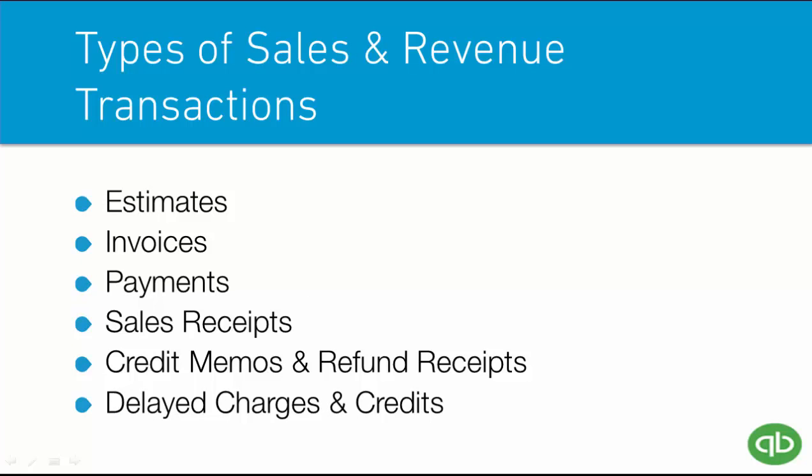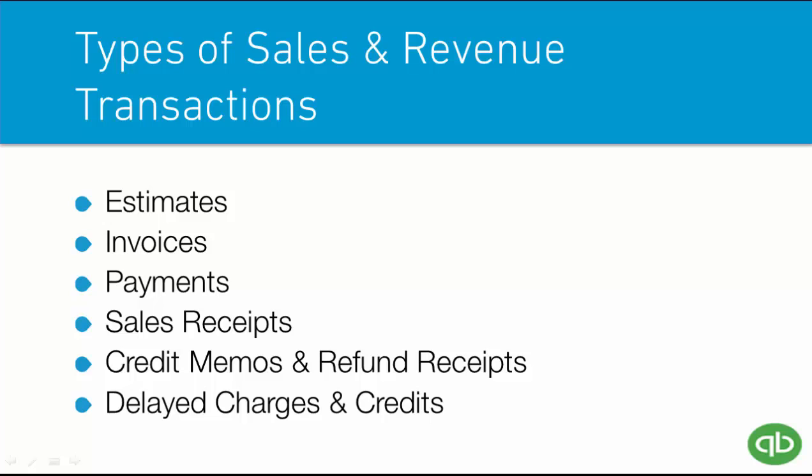Before we actually start, I want to review the types of sales-related transactions. An estimate is a non-posting transaction that allows us to provide our customers with information on what we think we are going to charge them. Think of it as a quote or a proposal. You create an invoice to charge your customers that you want to allow to pay on account. An invoice will increase accounts receivable and increase income. A payment is received against an invoice and decreases accounts receivable and increases either a bank account or undeposited funds.